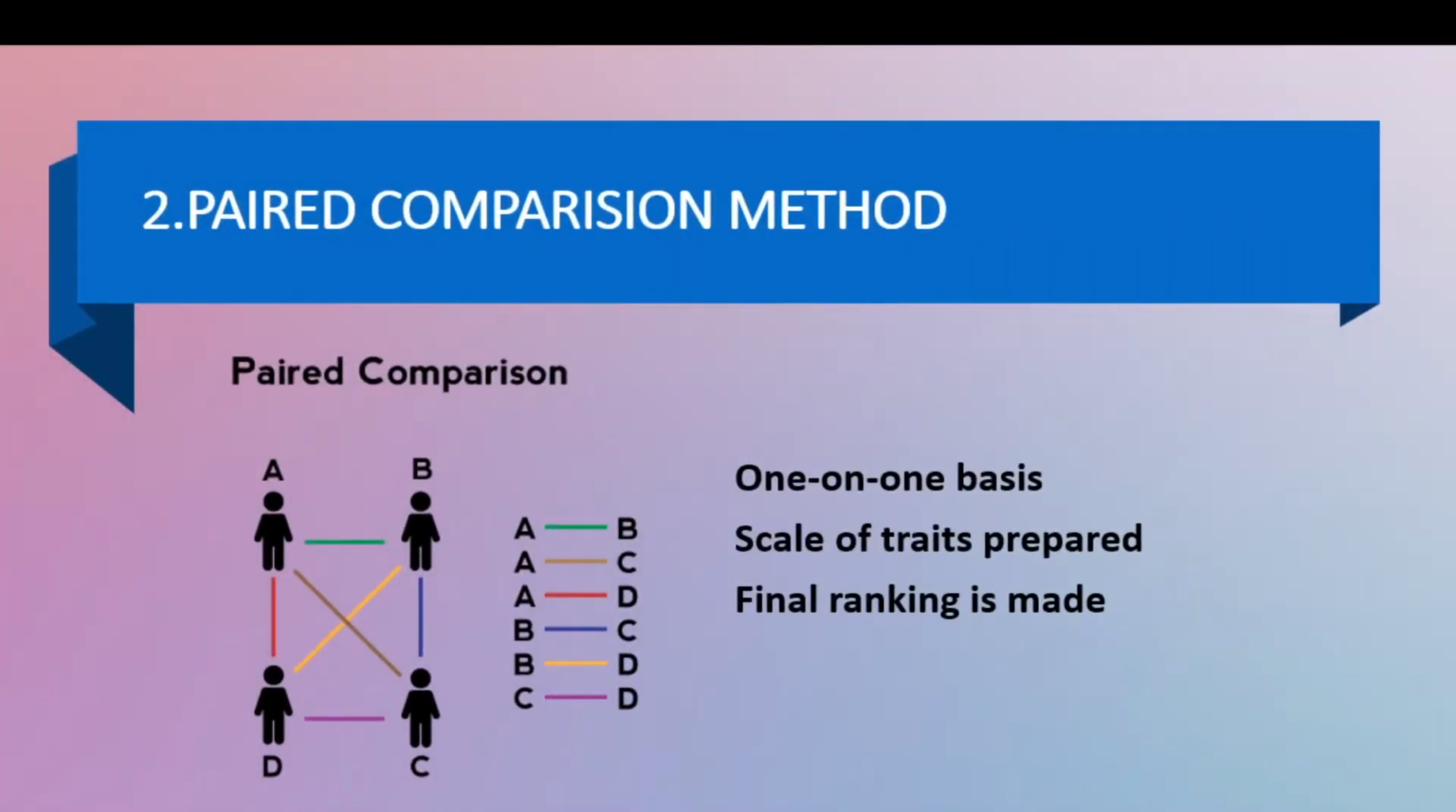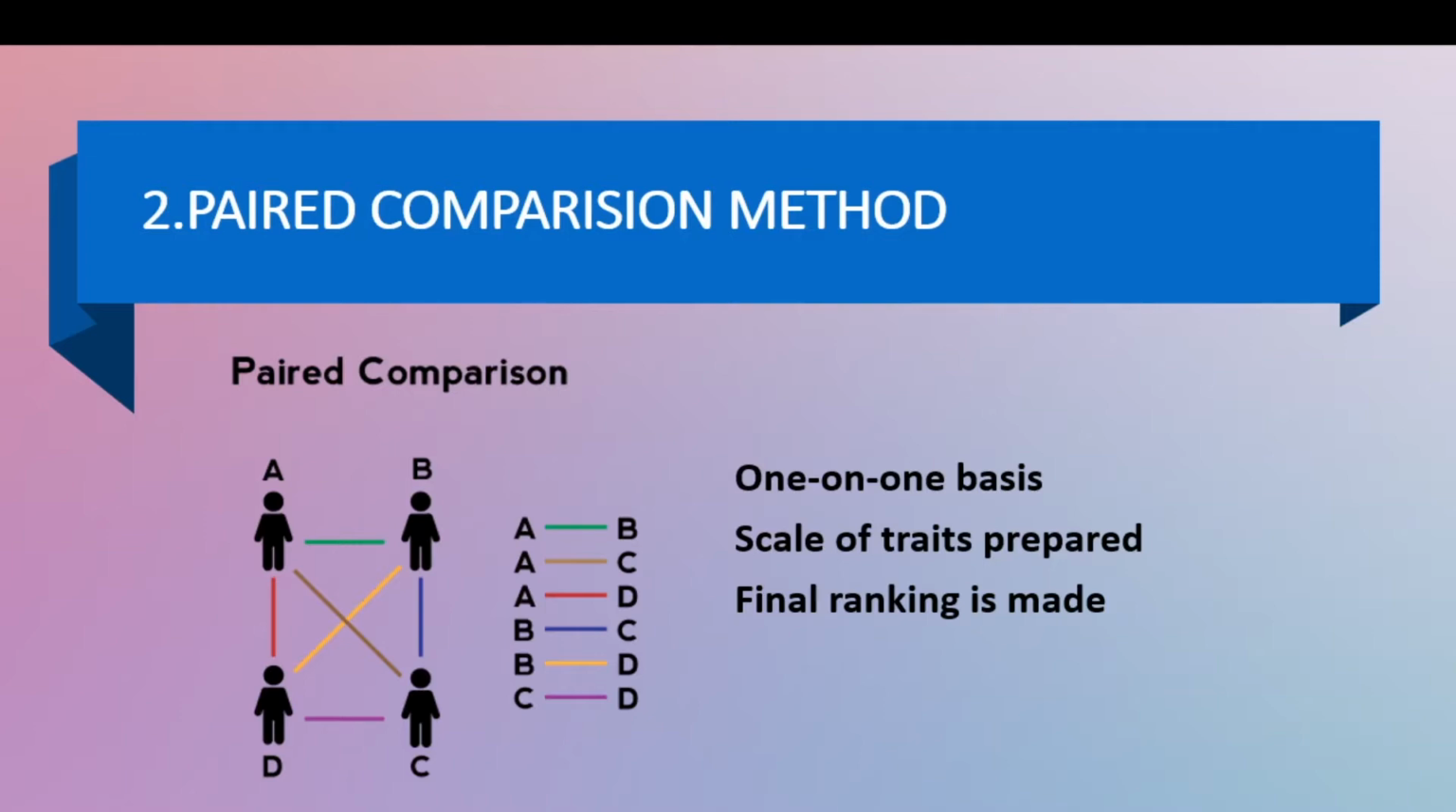Paired comparison method. In this method, each employee is compared with another employee on a one-on-one basis, and on the basis of one trait only at a time, like leadership, knowledge, efficiency, etc. A scale is prepared for each trait, and the employee is positioned on the scale in comparison with another employee. The total rating that he secures on the basis of each trait forms the final ranking. For example, if there are 5 employees A to E, A will be compared individually to B, C, and similarly to the remaining employees.